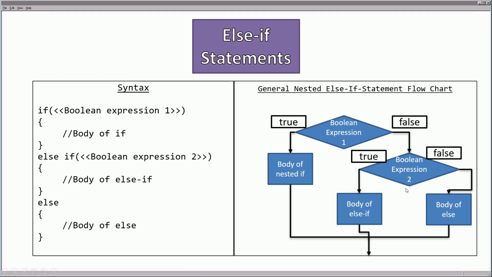The only way for an else-if to be considered is if the preceding if or else-if is false. So if this first Boolean expression is false, then we check the second Boolean expression. Now if that's true, then we run the body of the else-if. Otherwise, we run the body of the else.